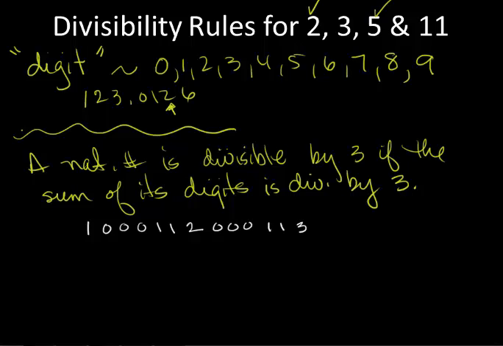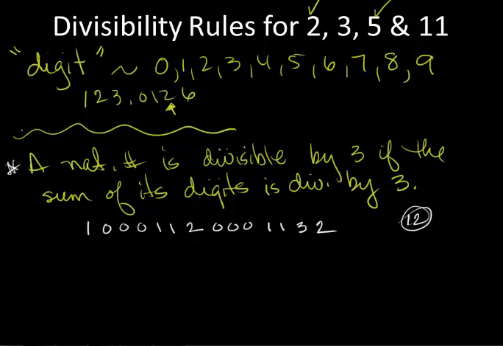Let's say I gave you the number 1000112000113. What if I gave you that? Your calculator might not even take that big of a number. So you can quickly decide if it's divisible by 3. Sometimes this divisibility rule is handy. Just go across and add up the digits. 1 plus 1 plus 1 is 3, 4, 5, 6, 7, 8, 9, 10, 11, 12. The sum of the digits is 12. 12 is divisible by 3, and so is the number. So this is handy, you're going to need this in doing your problems.